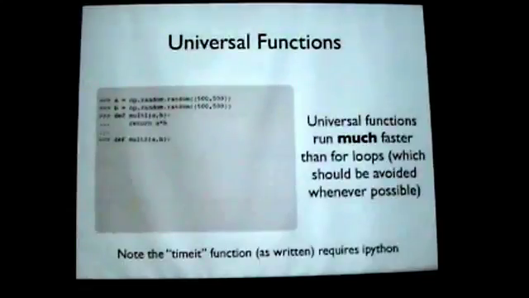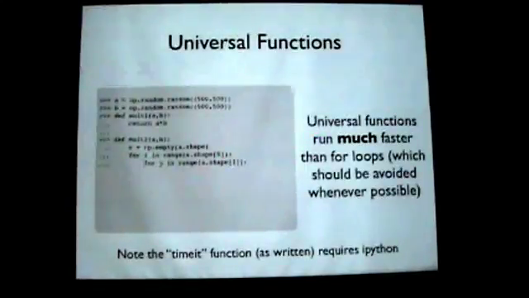Or I can use the for loop way, where I create a new array, set it to empty, and it has the same shape as A to start. I iterate over all the items in one dimension. I iterate over all the items in the other dimension. And I set the output equal to the product of the two. Okay, that's basically, element by element, what multiplication is doing.